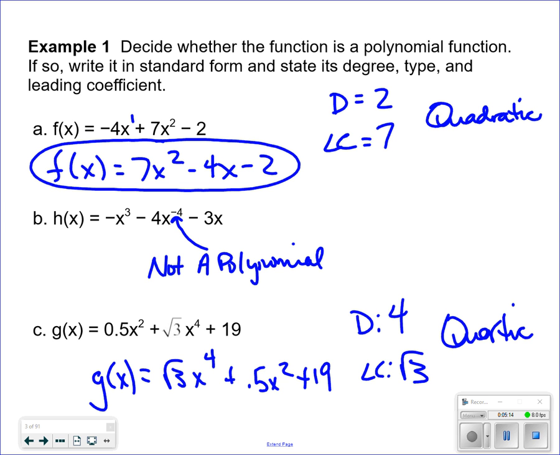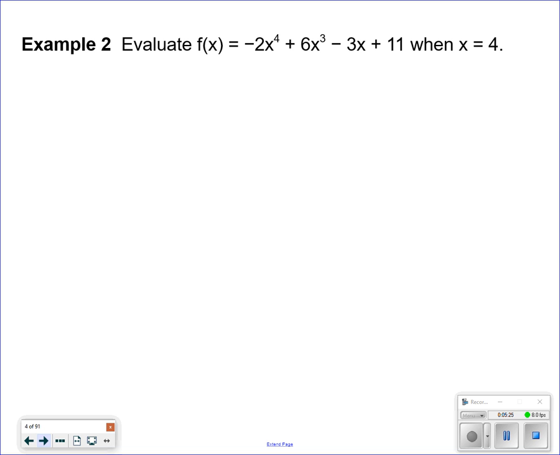So on your test and on your quiz, this will probably be the first question. So put it in standard form. State the degree, the lead coefficient, and the type. Next, actually doing some evaluating. There's actually a couple of different ways to do this, and right now we're going to learn one of them.